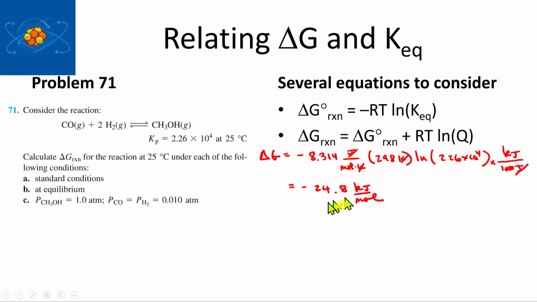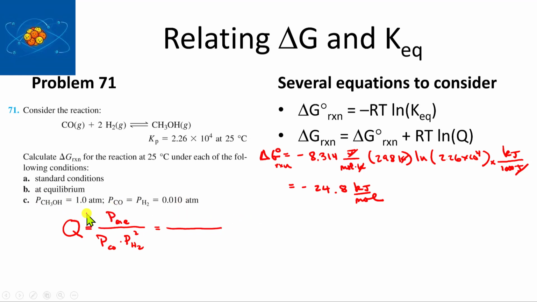So there's the standard free energy, so I should put a little naught here because it was measured from the equilibrium constant for the reaction. So I'll put RxN down here. Now, if I want to calculate it at non-standard states, I actually have to know what the value is for Q. And if you remember, Q has the same form as K. So it's going to be equal to the pressure of methanol divided by the pressure of carbon monoxide times the pressure of hydrogen squared. And then I'll go ahead and plug my pressures in.